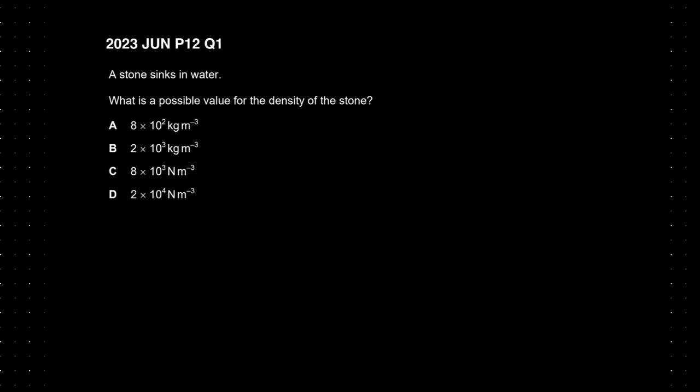So this is summer 23 paper 1-2 question number 1. A stone sinks in water. What is the possible value for the density of the stone? So you know that if something is going to sink, this means that it's going to be more dense than water. Now for doing this question, you need to know that the density of water is 1000 kg per meter cube.